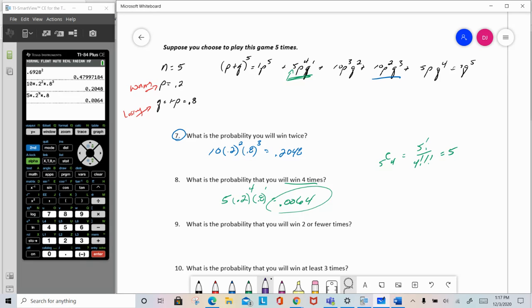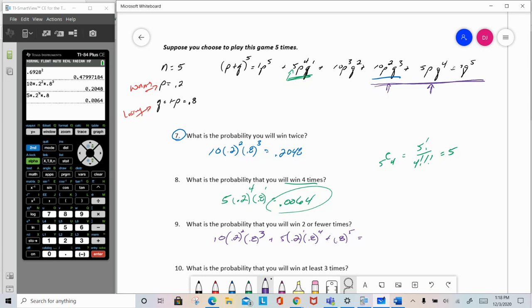Okay. Now, what's the probability that I will win 2 or fewer times? 2 or fewer, yes, it's or fewer, not or less. 2 or once or nonce. So now I'm going to add these up. That's going to be 10 times 0.2 squared times 0.8 cubed. That's this term here. Plus 5 times the probability I win once. That's this term here. And then the probability that I lose all 5 times.